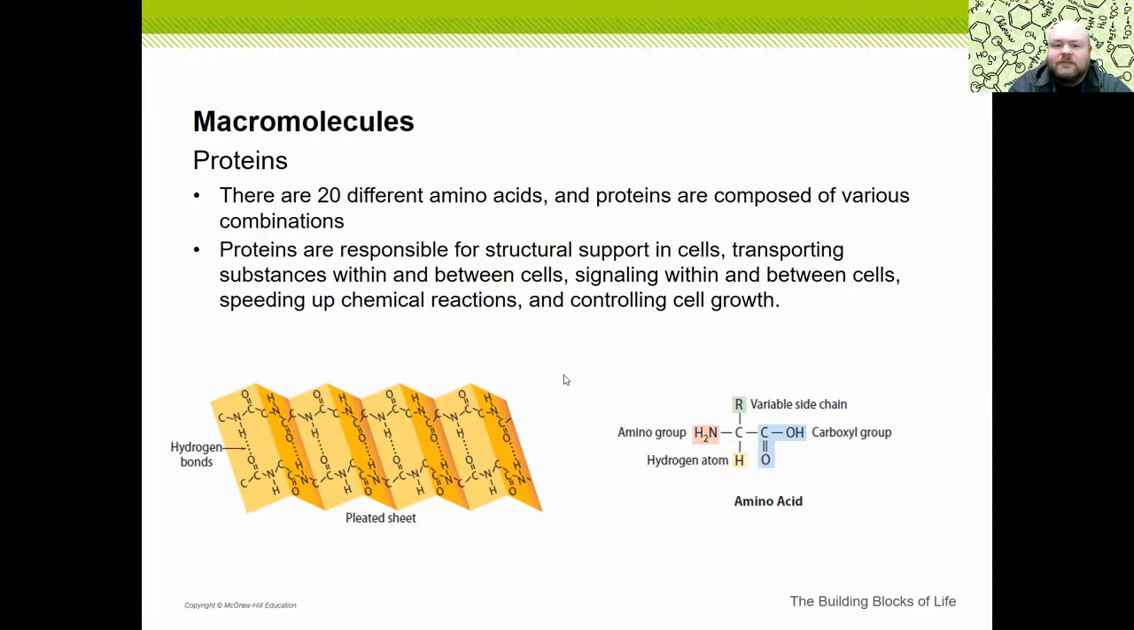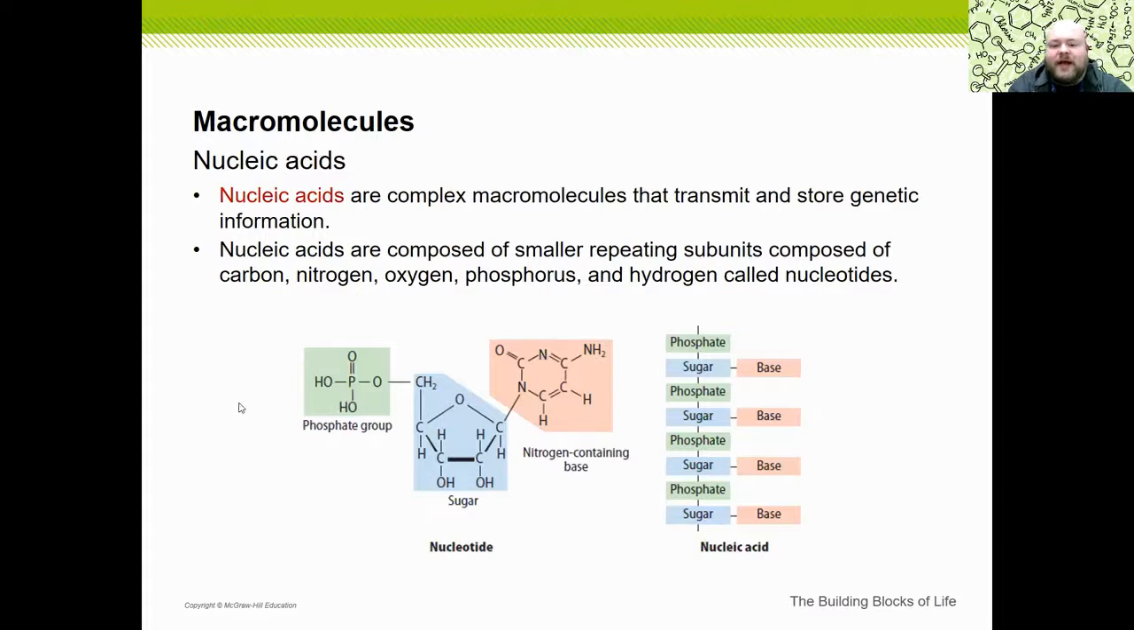And then finally, we have the nucleic acids. You're probably more familiar with this word than you think you are. We'll get into that in a second. But nucleic acids are complex macromolecules that transmit and store genetic information. Nucleic acids are composed of smaller repeating subunits composed of carbon, nitrogen, oxygen, phosphorus, and hydrogen. And we call those repeating subunits nucleotides.